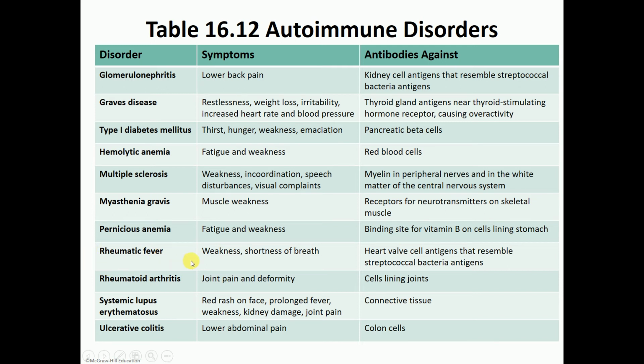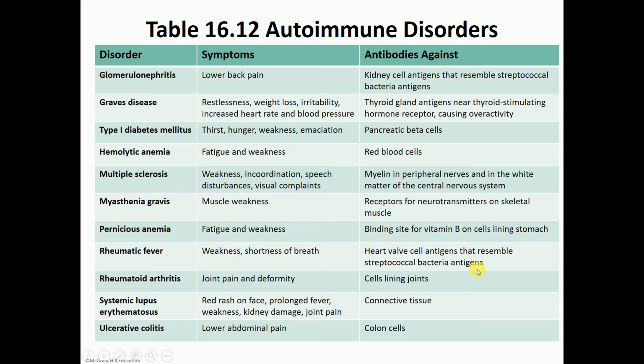Rheumatic fever is where the body produces antibodies against the streptococcal bacterial antigen. These are usually kids that come in with a strep throat. The strep antigens look very close to the antigens of our heart valves. So the kid that had rheumatic fever that did not take an antibiotic for it, that kid's body produced antibodies against the streptococcal bacteria.